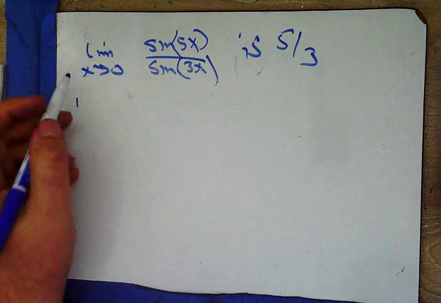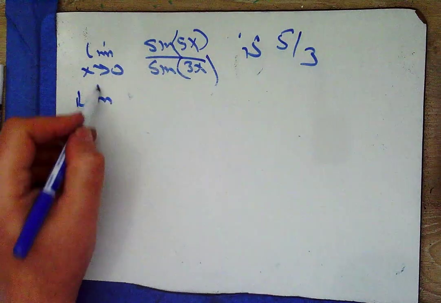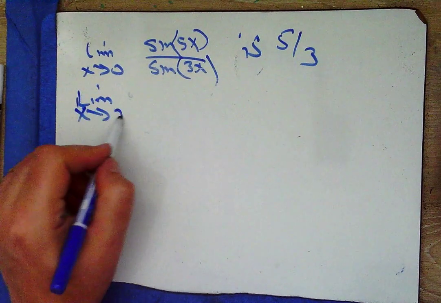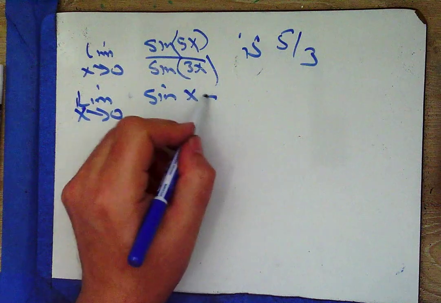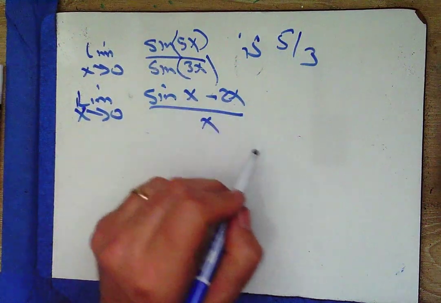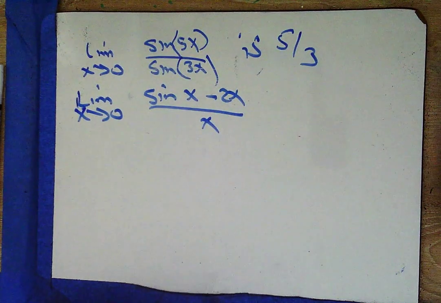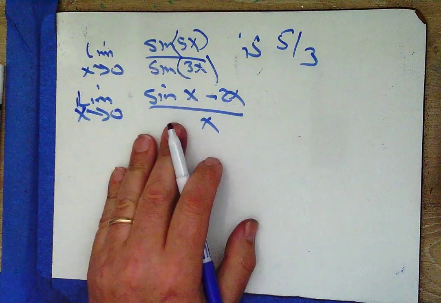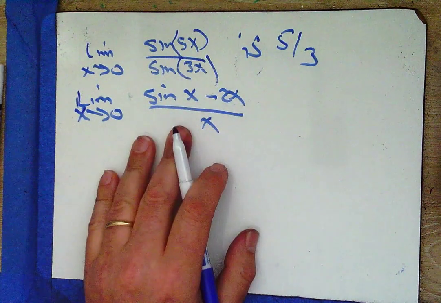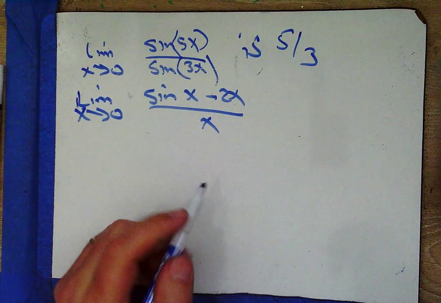So how about you do this one? The limit as x heads to 0 of sine x minus 2x over x. Okay, so try this one out, pause the video, give it a try, and come back if you have questions, or when you're done.